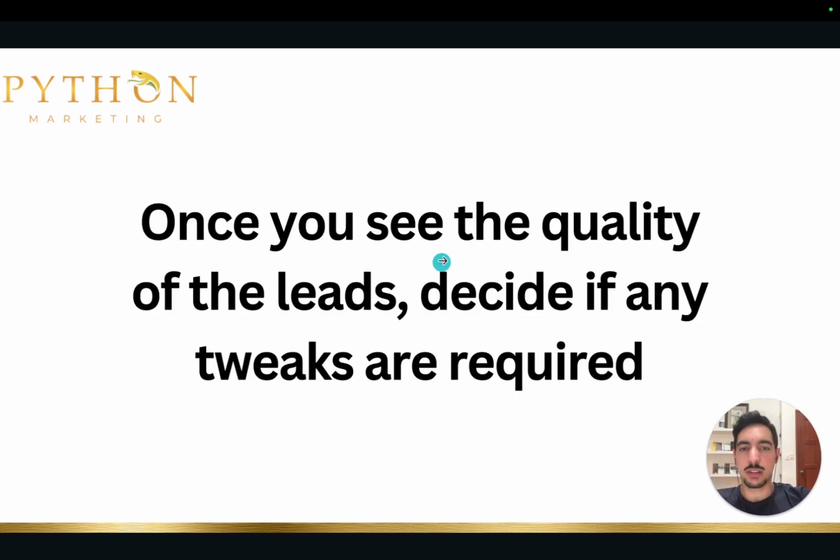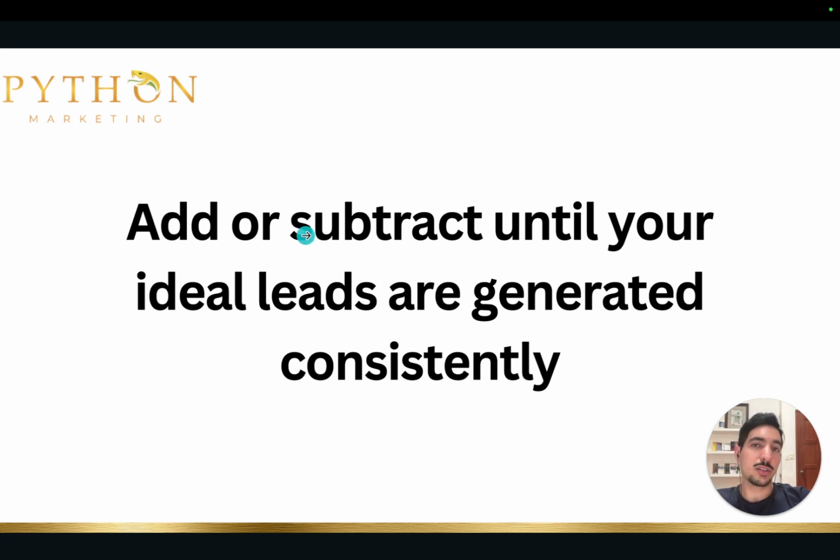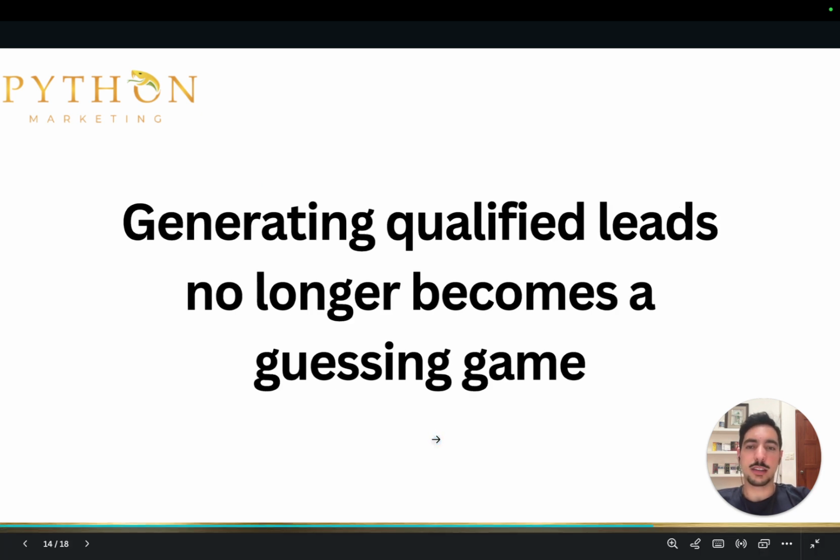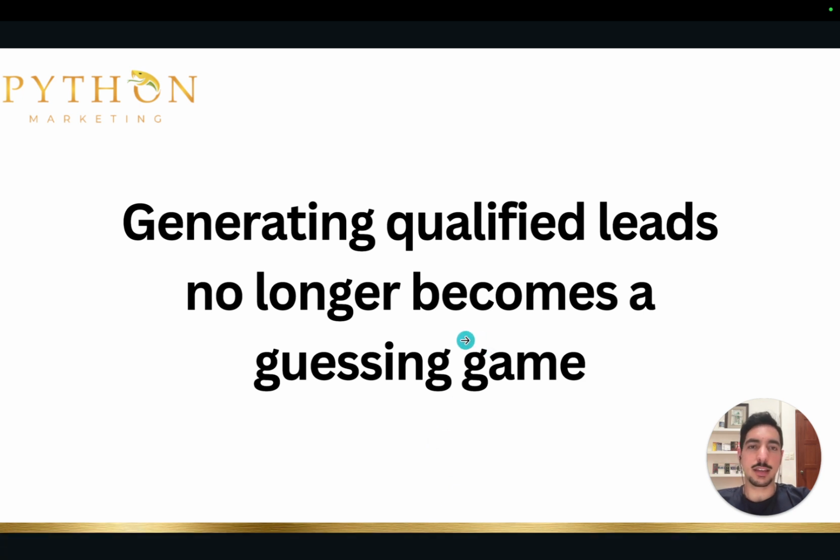Once you see the quality of the leads, decide if any tweaks are required. It's that simple. You can add as many questions as you want or have no questions at all. It's really up to you and the results that you're already getting. This way, generating qualified leads no longer is a guessing game. You know exactly the quality that you're going to get because people can't opt in if they haven't selected the right answers.